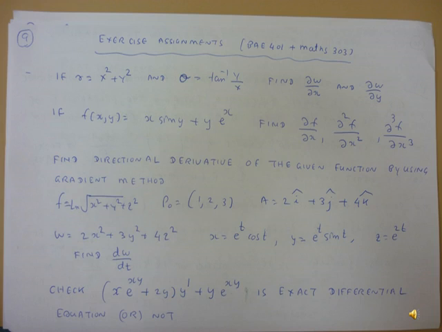Question number 15: w equals the square root of 2x squared plus 3y squared plus 4z squared, where x equals e power t cos t, y equals e power t sin t, z equals e power 2t. We have to determine dw by dt. And question number 16: we have to check whether the given differential equation involving e power xy is an exact differential equation or not.